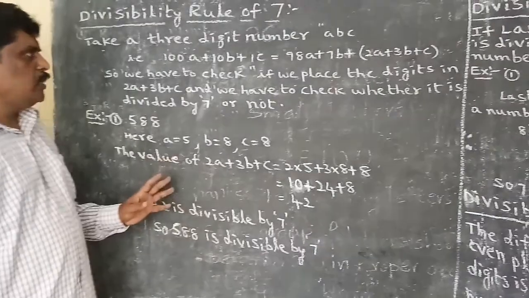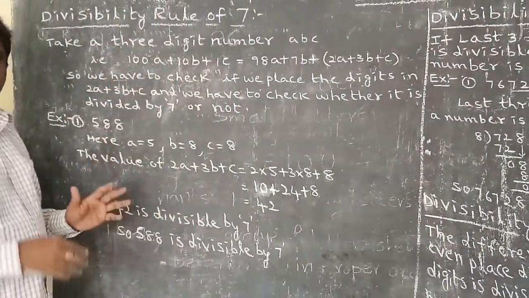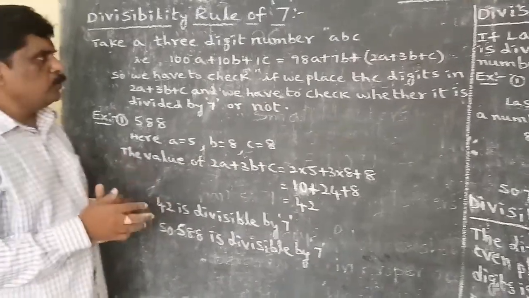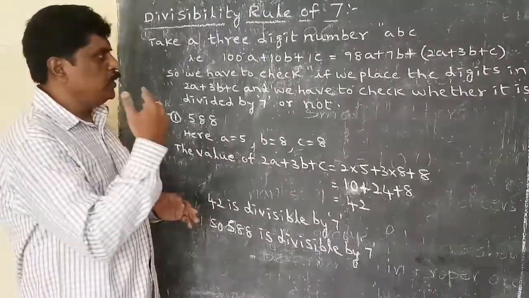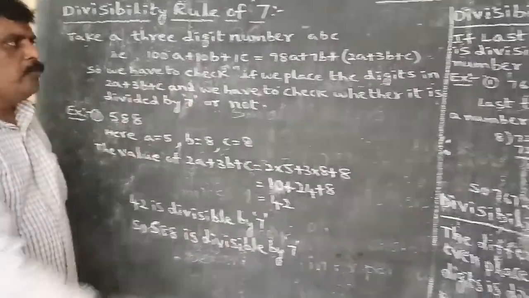I have written this for 3-digit numbers. You have to check for 4-digit numbers and 5-digit numbers also like this. Then it will be changed here.